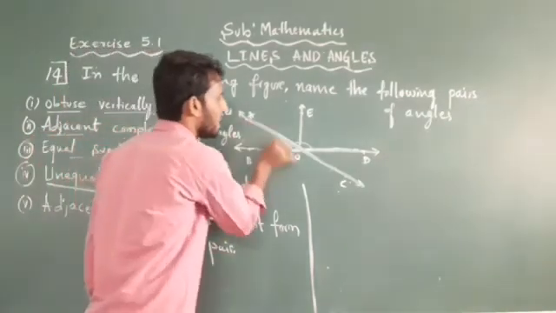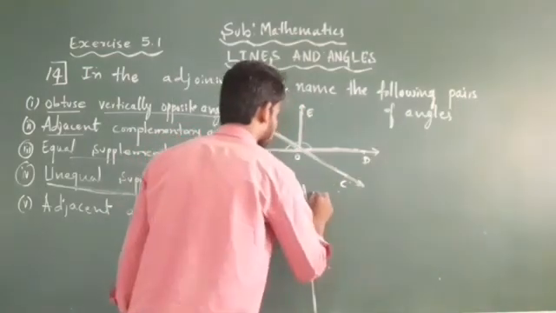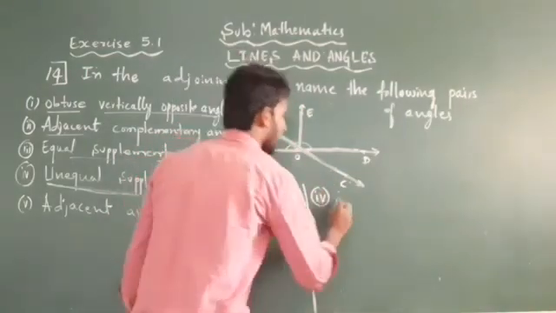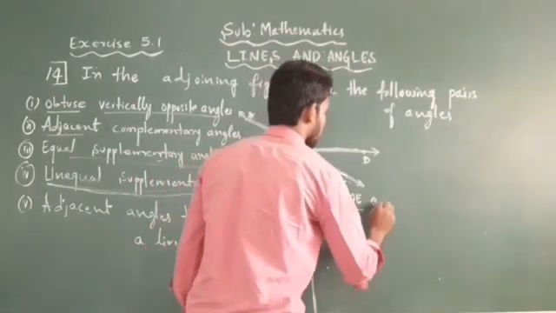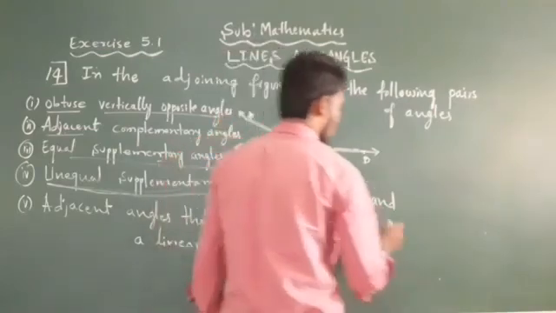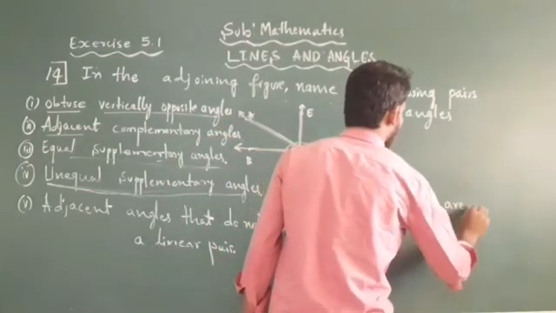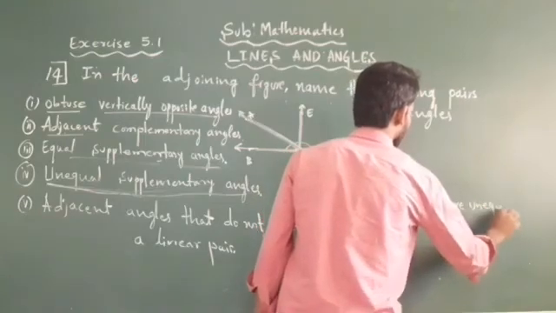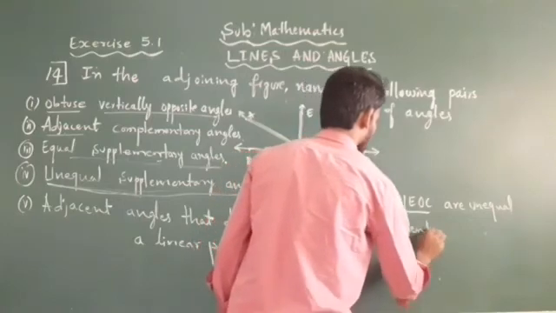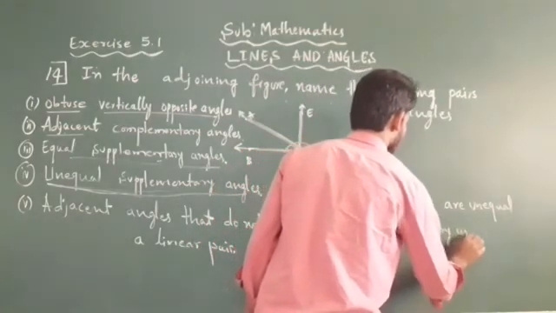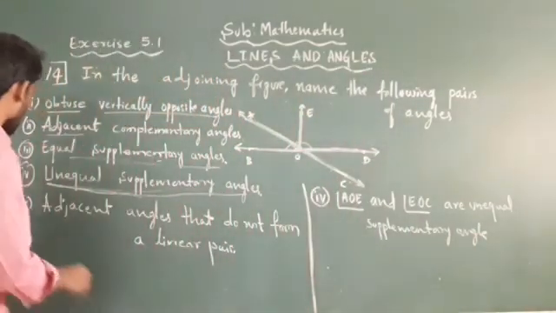When we add here AOE and EOC, that is the supplementary angle. Angle AOE and angle EOC are unequal supplementary angles. Okay, this is the fourth one answer.